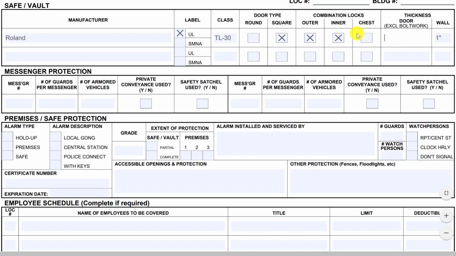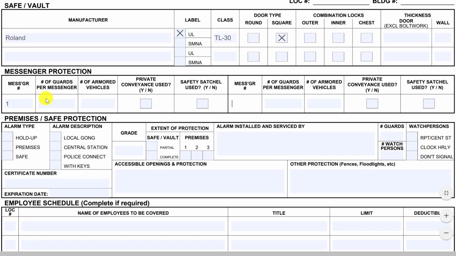I don't know. Always better to just leave it blank if you don't know, and that's something where I've been able to get quotes without having that information. I do need this stuff though, not necessarily the combination locks, but this part here, especially the class. Okay, messenger, who takes things where? So if they're taking them to like the bank, for example, when they say messenger, they mean a person walking around with money or goods.